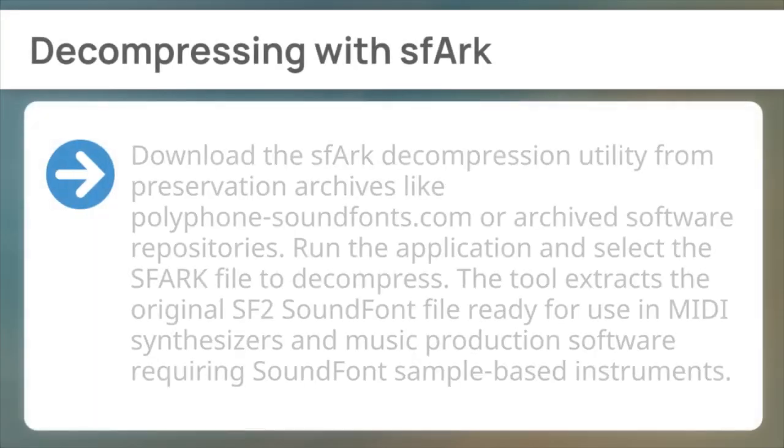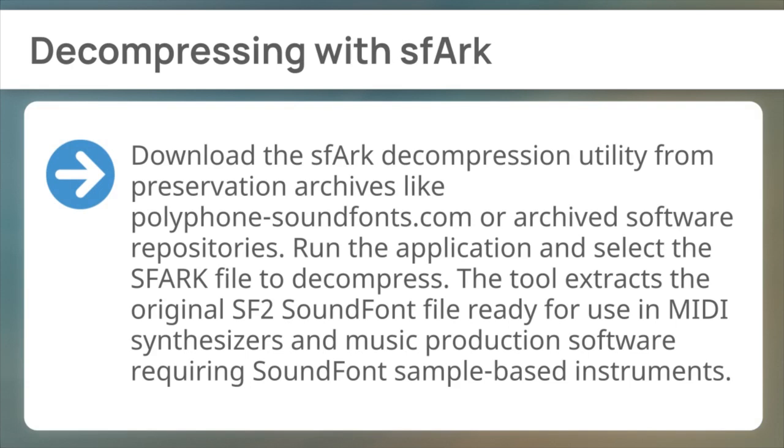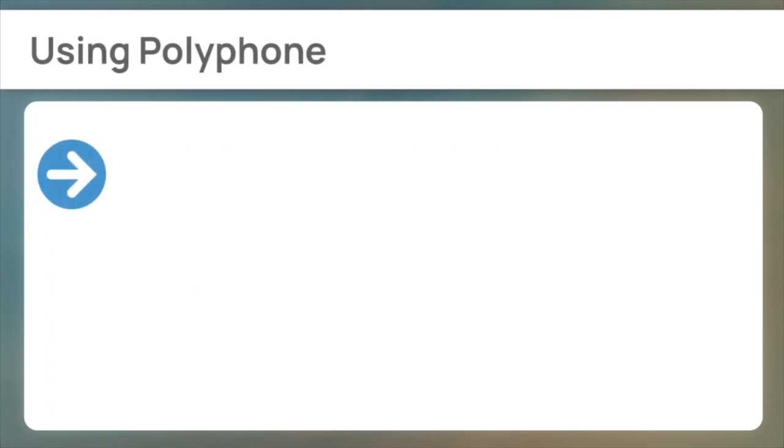First, decompressing with sfArk. Download the sfArk decompression utility from preservation archives like Polyphone, SoundFonts.com, or archive software repositories. Run the application and select the sfArk file to decompress. The tool extracts the original SF2 SoundFont file ready for use in MIDI synthesizers and music production software, requiring SoundFont sample-based instruments.